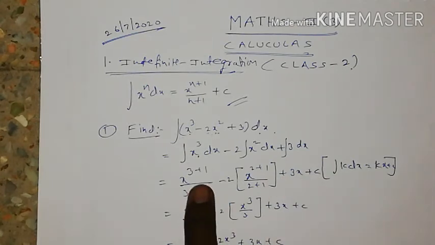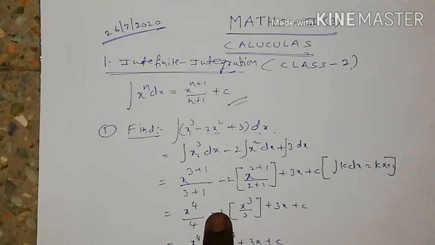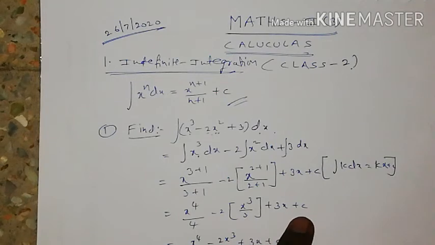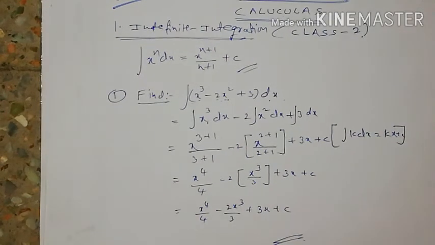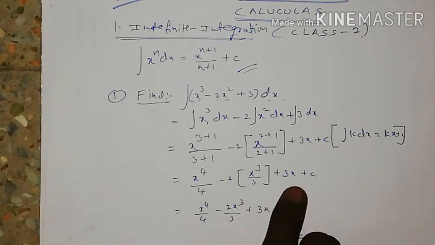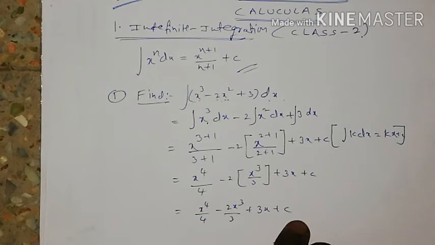x to the power of 3 plus 1 is how much? 4. So x power 4 by denominator 3 plus 1, 4. Next, minus 2 into x to the power of, here also 2 plus 1, 3. So it becomes x cube by denominator 2 plus 1, 3. Plus, now what is the third term? 3x plus c. Now I am removing the brackets. x power 4 by 4 minus 2 into x cube, 2x cube by 3 plus 3x plus c. So here simplification is over.